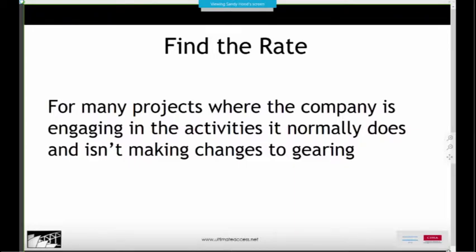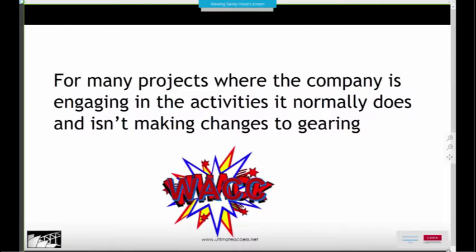For many projects where a company is engaging in the activities that it normally does, and where it is keeping the same level of gearing, then the weighted average cost of capital, the one that we're looking at today, WACC, is the method of discounting that is most applicable.